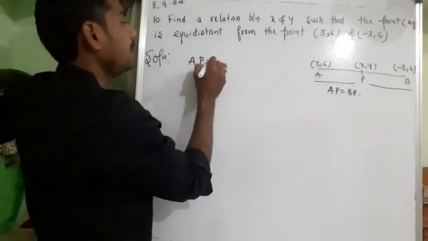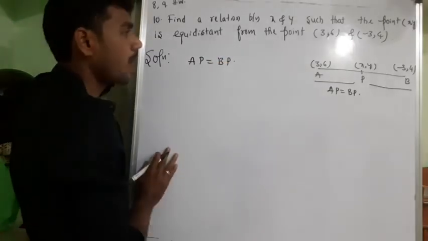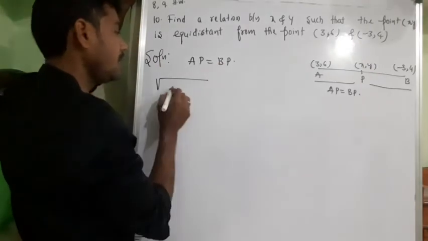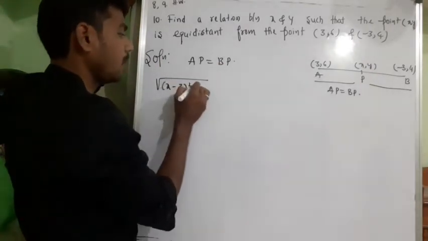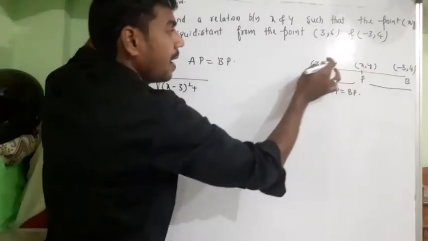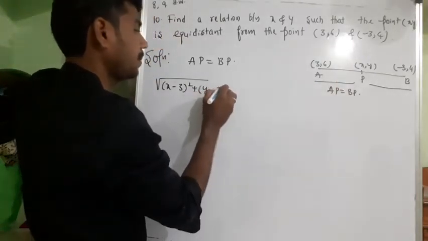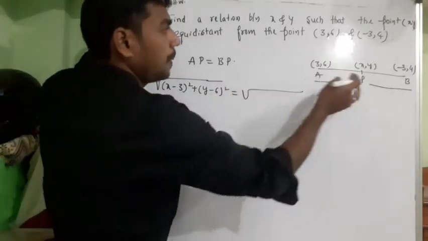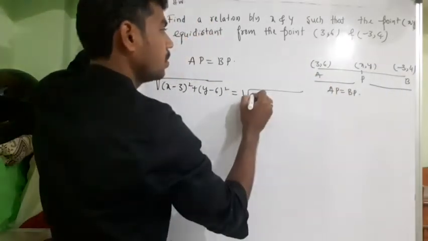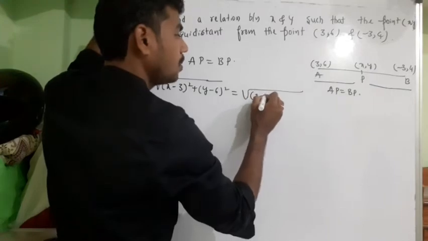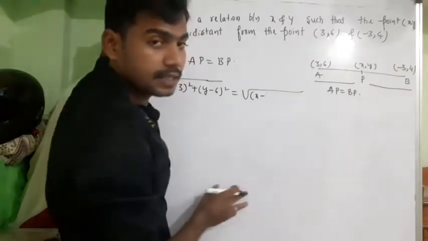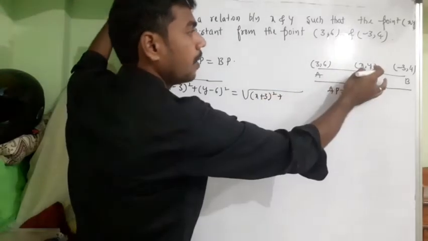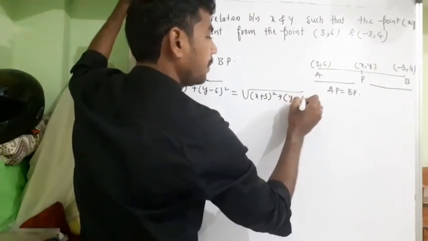AP is equal to BP. So what is AP then? Square root of (x minus 3) whole square plus (y minus 6) whole square is equal to BP, which is (minus 3 minus x) whole square, or else (x minus 3) whole square. x minus of minus 3 is nothing but x plus 3. So (x plus 3) whole square plus (y minus 4) whole square.